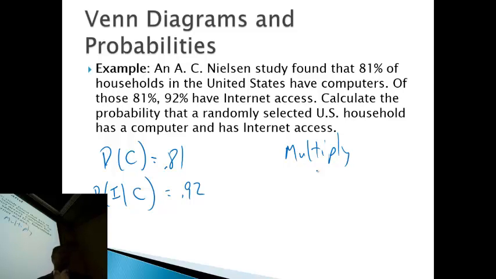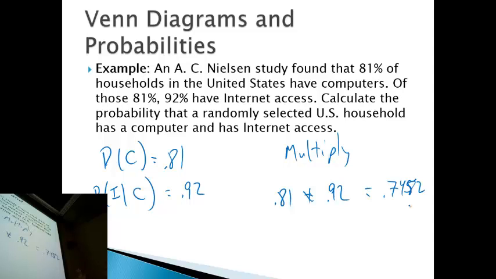So the first thing you have to do to be in consideration is say, okay, there's an 81% chance of having a computer. "Of" means multiply in some cases. 92% of them have internet access. Now we're good, and that's 0.7452. Okay, that's where we get that from.